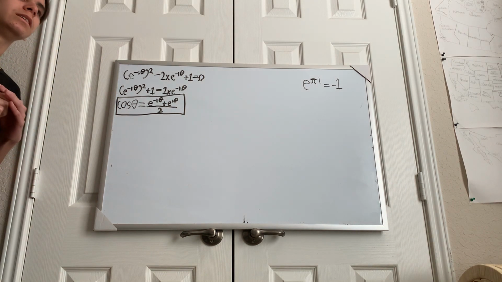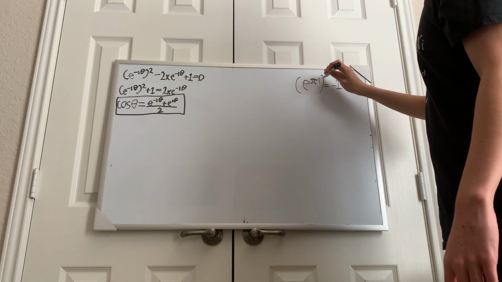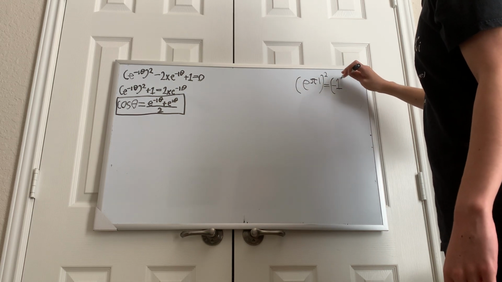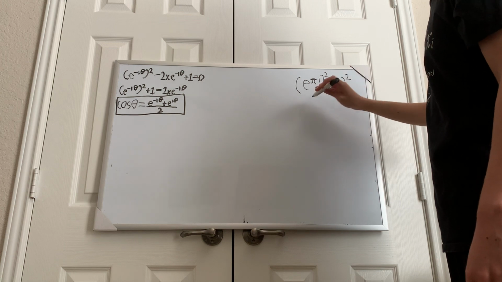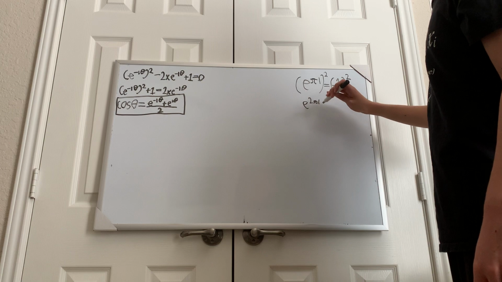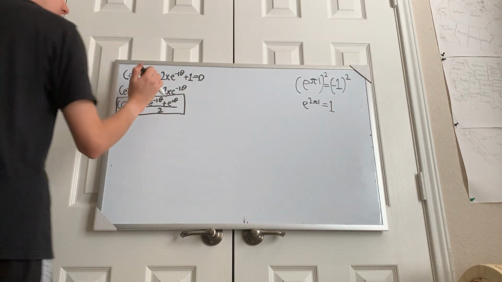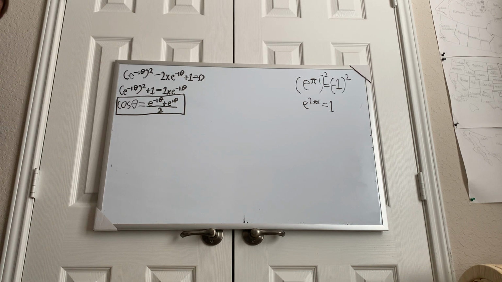And if we plug in 2 pi, then we can see here that e to the pi i squared is equal to negative 1 squared. So e to the 2 pi i is equal to 1. So when we plug in 2 pi here, e to the 2 pi i is 1, e to the negative 2 pi i is also 1. 1 plus 1 over 2, that's going to be equal to 1, which is the real value of cosine of 2 pi.